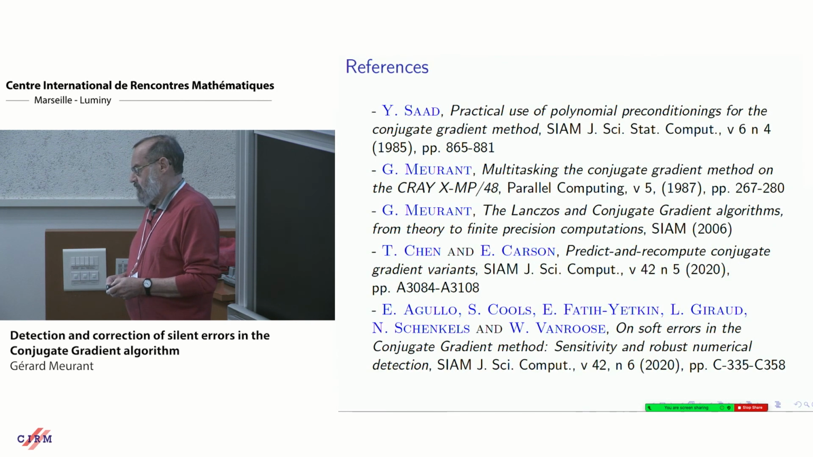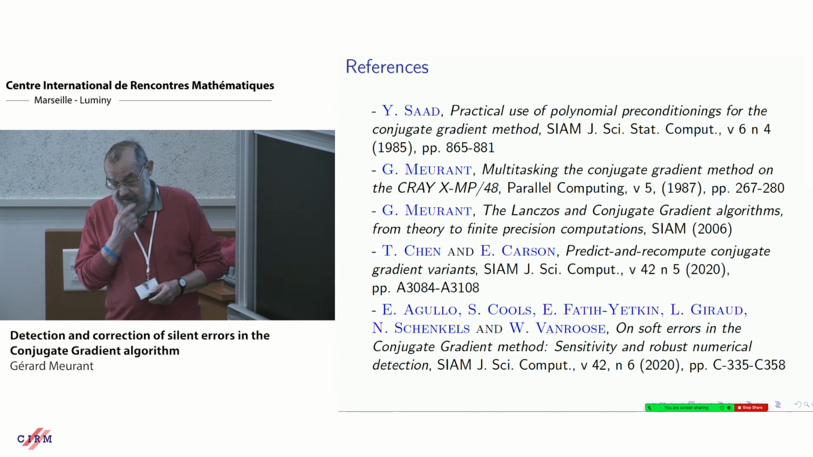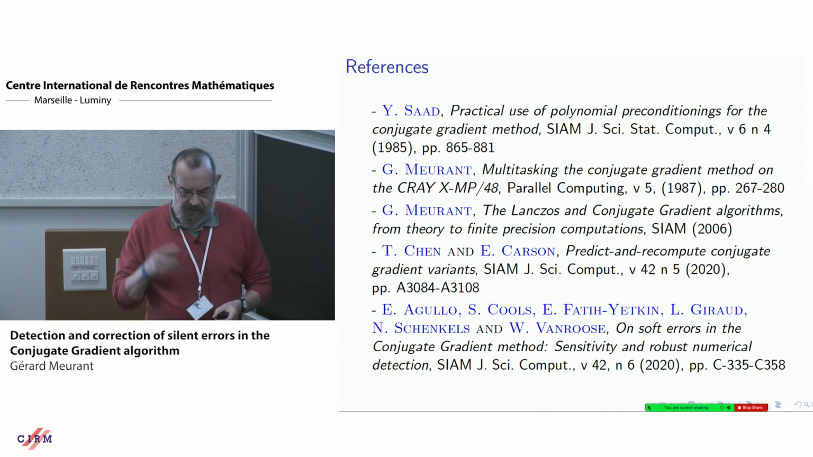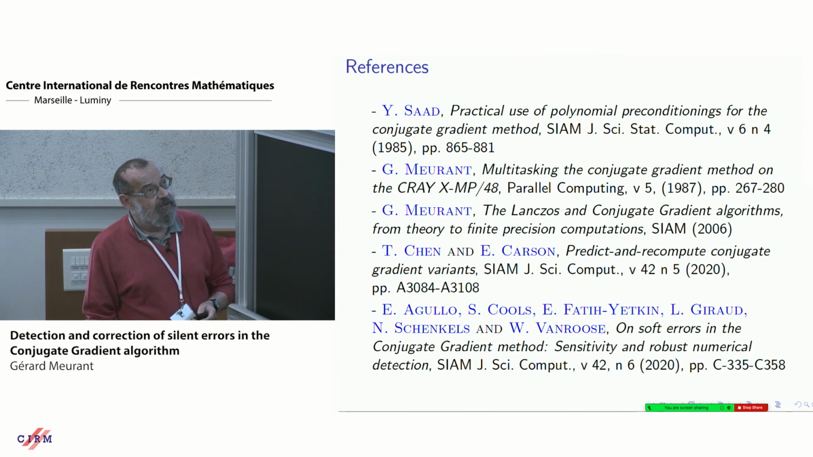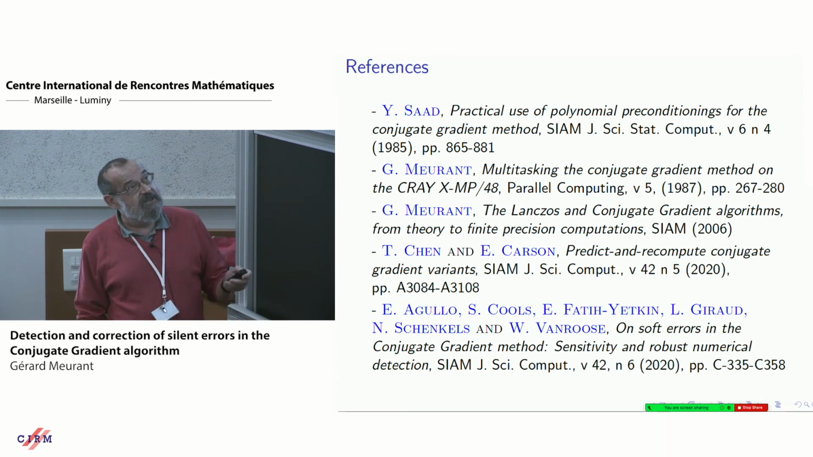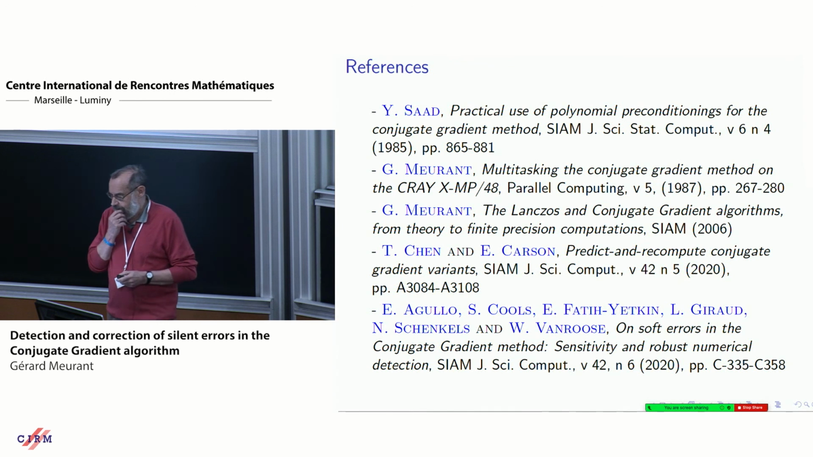Okay, so here are the references. So that's a Youssef paper in 1985, my paper about predictor corrector method in 87. And in fact, this method of doing prediction and correction was almost not used by anybody for 30 years. And after 30 years, it was reconsidered by Tyler Chen and Erin Carson. So they changed the name of the method. They call it predict and recompute, which probably is a better name than what I used before.